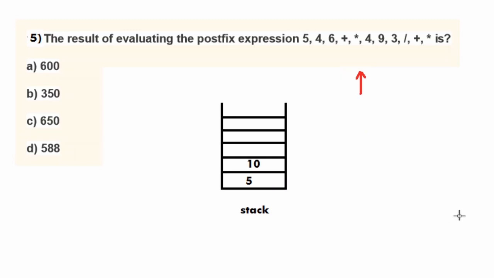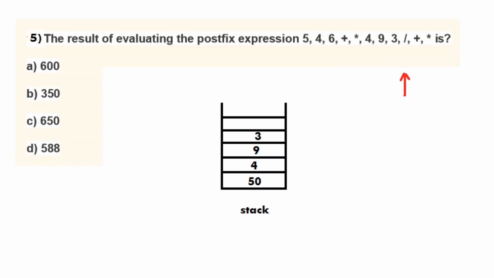Now after this there is another operator, which is a multiplication operator. So again we will take two elements from the stack. We will take 10 and 5 from the stack. And on multiplying 5 with 10 we will get 50. Now we will push the result, which is 50, in the stack. After this we have three operands 4, 9 and 3. So we will push 4, 9 and 3 in the stack.